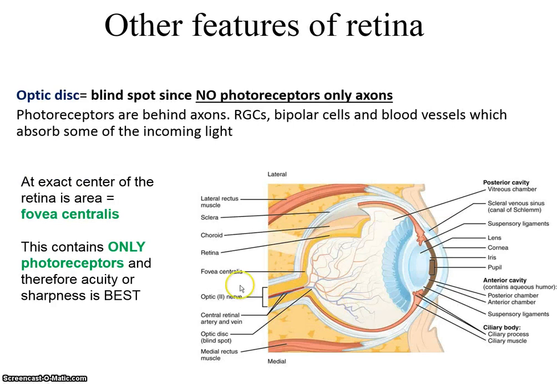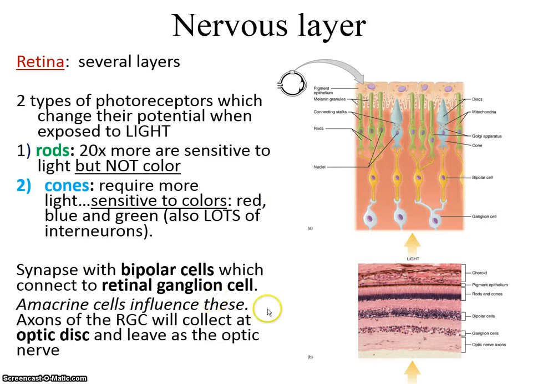All right. So other features, again, we've already mentioned the optic disc, but I'll reinforce it here, right? Blind spot, no photoreceptors, only axons. So all of these ganglion cells are sending their axons, and they all converge right here. Photoreceptors are actually behind axons. Let me see, back here, right? So these retinal ganglion cells, right, axons that will collect at the optic disc.